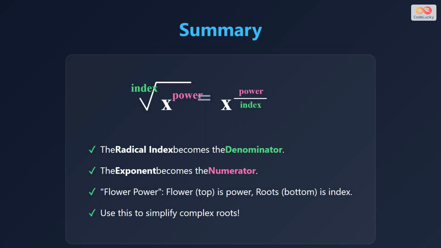To summarize, always remember that the radical index becomes the denominator of the fraction, and the exponent becomes the numerator. Just think flower power, where the flower is on top representing the power, and the roots are on the bottom representing the index.